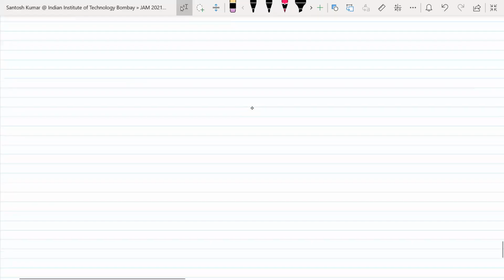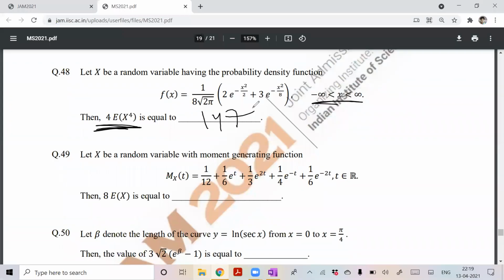Okay, let's try the next question. Next is 49. X is a random variable with MGF, moment generating function, this. Okay, so this is easy, right? What is the definition of MGF? According to the definition, MGF is the expectation of e to the power tx.